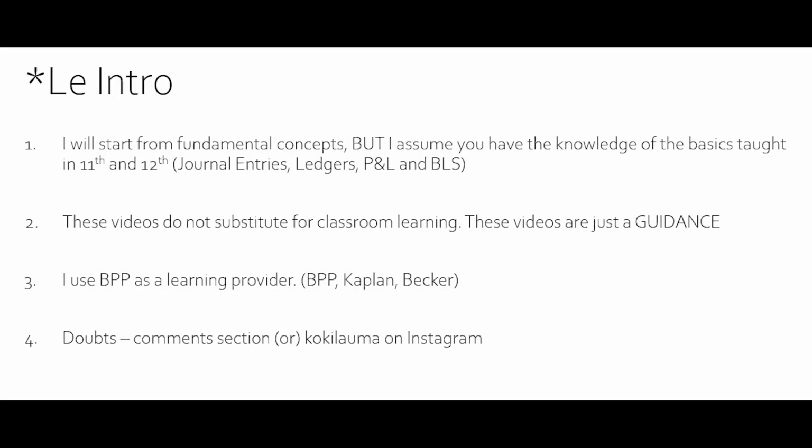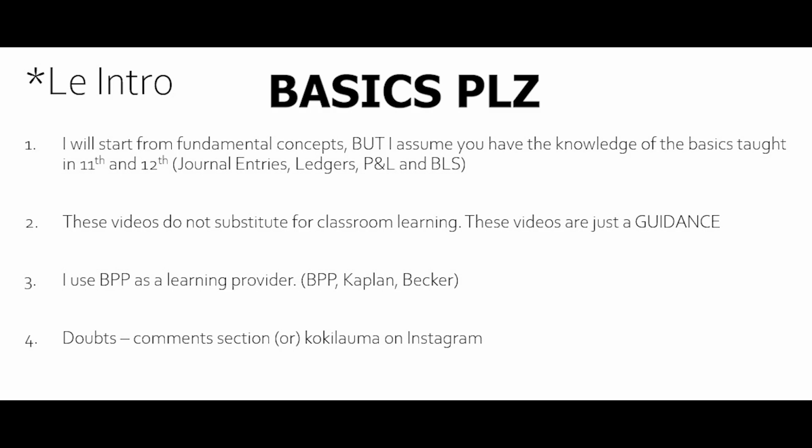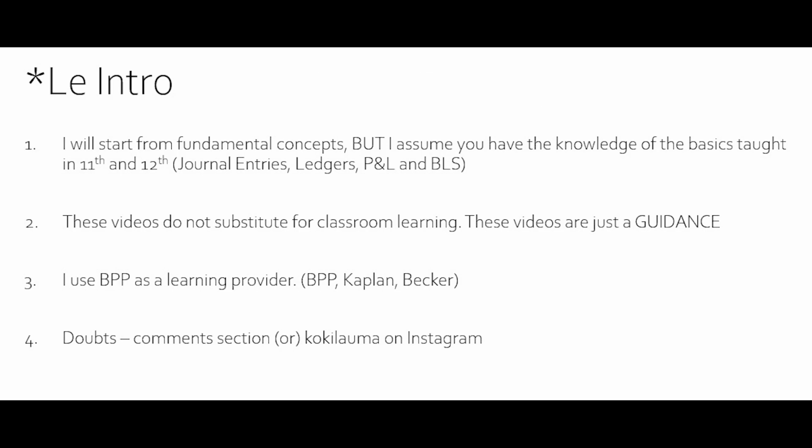Before we start with our lectures, I'd like to clear some things off first. So, the paper that we're going to look at, F7, is built on F3, and I realize that most of us have an exemption for this paper, so I'm going to try to make this as basic as possible. But I do need you to know the basics that we learned in 11th and 12th, such as journal entries, ledger accounts, and the basic format of your financial statement.